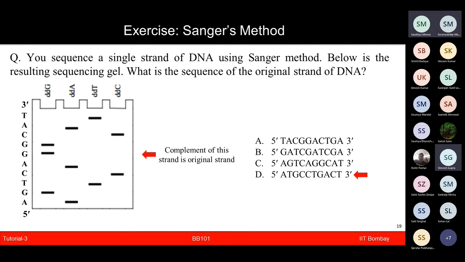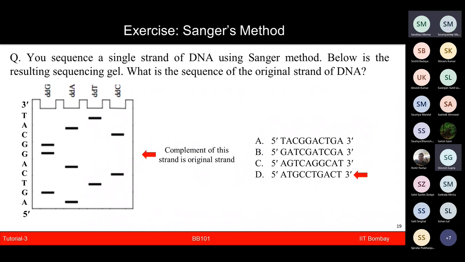But brother, I understand this, but shouldn't the actual DNA be the complement of this result? That is what you will get as the sequence, but the actual DNA is just the complement of what you get. So the question was, what is the sequence of the original strand of DNA? So how is option D correct?